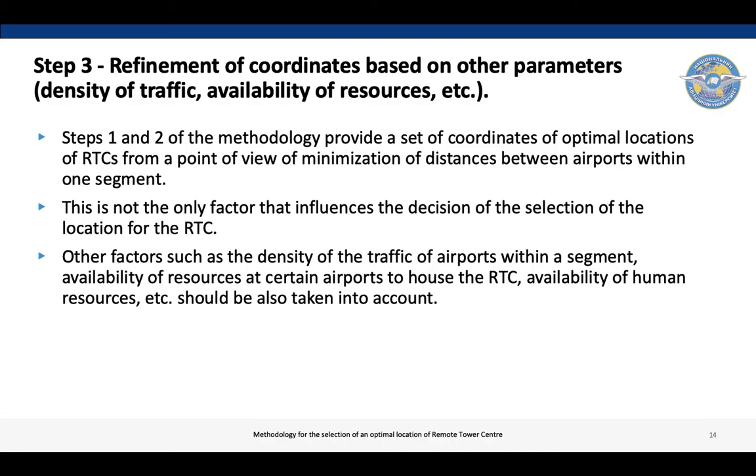As you could see, step 1 and 2, purely mathematical, of the methodology provides us with a set of coordinates of an optimal location of the remote tower center just from the point of view of minimization of distances between airports within one segment. But we know that this is not the only factor that influences the decision for the selection of the location.